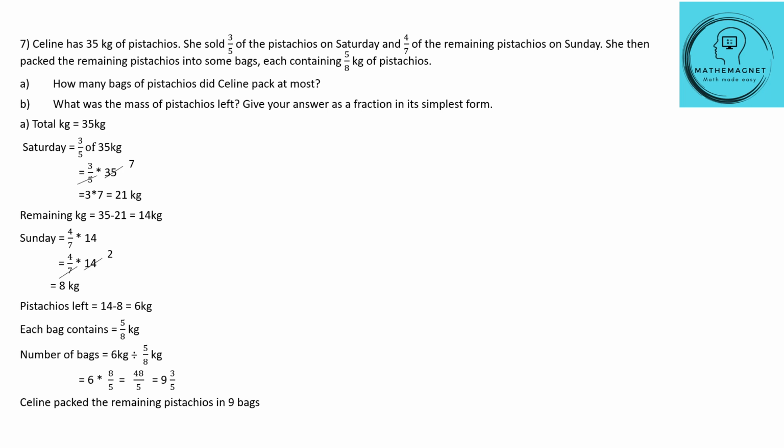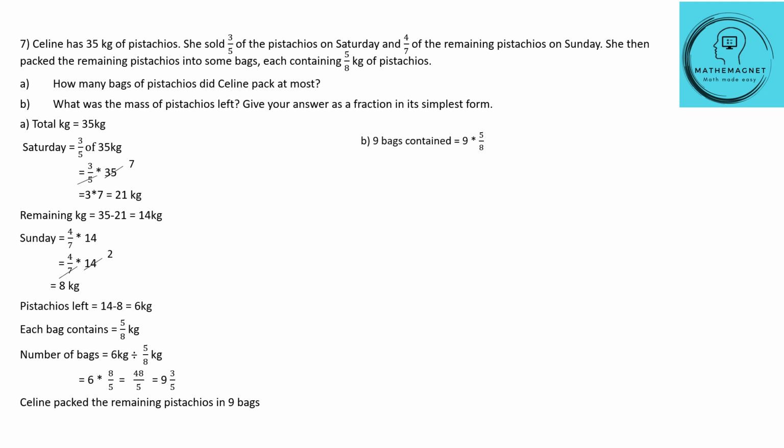9 bags. Now the next question is, what was the mass of pistachios left? Give your answer as a fraction in simplest form. Now after packing in 9 bags, she was still left with some pistachios. Each of the 9 bags had 5 by 8 kg, and of the 6 kg, after packing into 9 bags each of 5 by 8 kg, she was left with some amount of pistachios. They want us to know the amount of pistachios left.